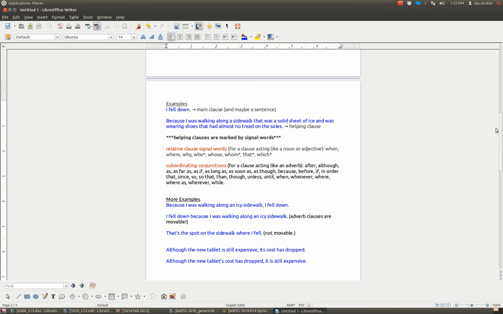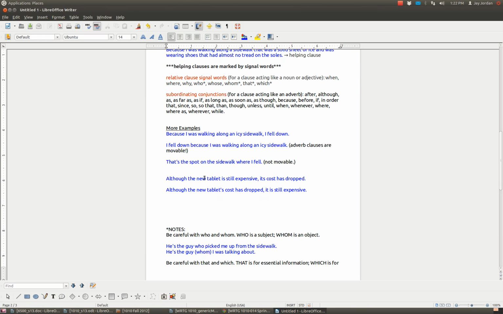Here's a little bit more of an illustration of the movability of these adverb clauses, these helping clauses, and how that can make a difference in the meaning of a sentence. This first sentence, read that. Although the new tablet, like an iPad or whatever, but I just didn't want to write iPad. Although the new tablet is still expensive, its cost has dropped. Well, it feels like, for a couple of reasons. You know, I said end emphasis. Whatever's at the end of the sentence is what's going to get remembered. But also the fact that I have put the idea that its cost has dropped in the main clause of this sentence. That tells you that that's really where I'm putting my emphasis.